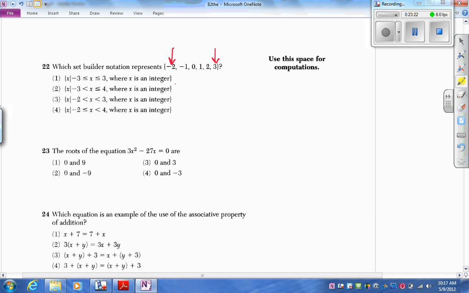So whatever I pick, I want to make sure that x can be -2. Well, this one has to be greater than -3, but can't be equal to -3. Can it? This is greater than or equal to -3. There is no -3, so that can't work. This says greater than -3. Well, that's greater than -3, and then less than or equal to 4. Wait, can we equal 4? Can't equal 4, so that one doesn't work.